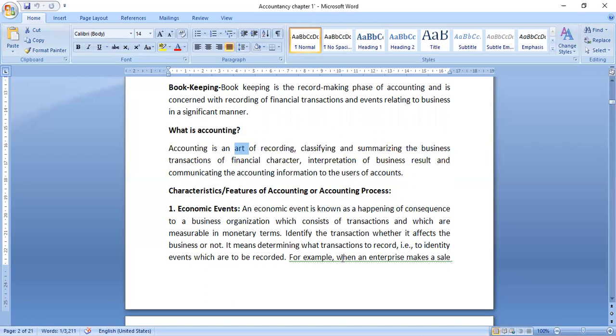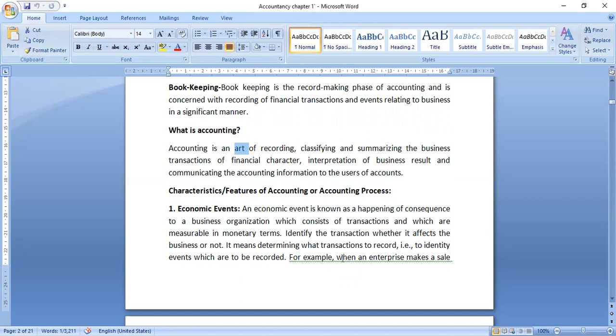Do you know how to prepare the accounts? No, you don't know, because you are a new student in class 11. You don't even know the meaning of accounting. Sooner you will get the knowledge of accounting. That is the part of science. Then how will you prepare the accounts, the technique of preparing accounts? At that time you will learn how to prepare the accounts. That is called art. So accounting is a science as well as an art.